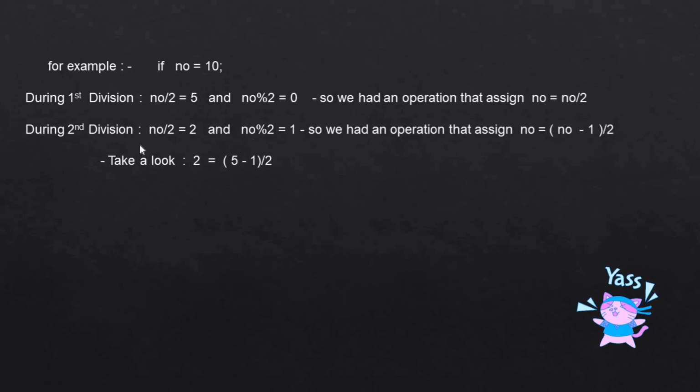Okay, take an example here. The value 2 that we obtained after dividing the 5, we get from taking this number 5 minus 1 and then dividing by 2. By doing so, we obtain the value that is to be assigned for the next division operation.